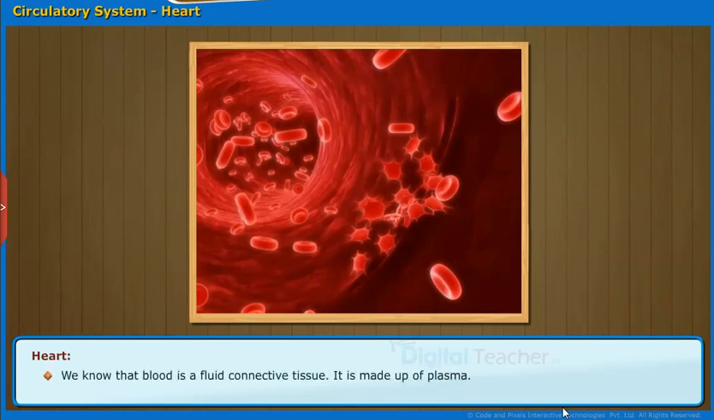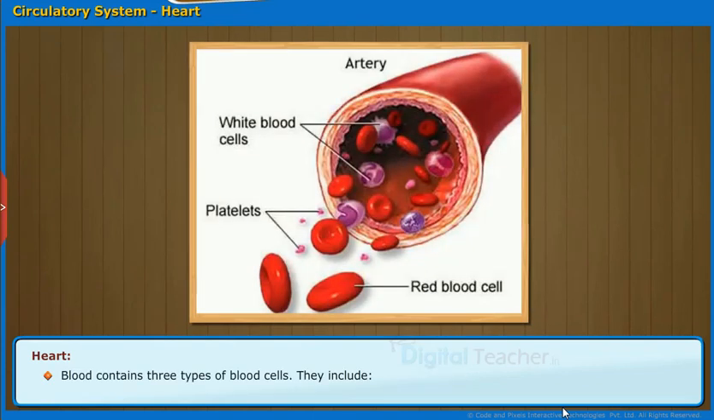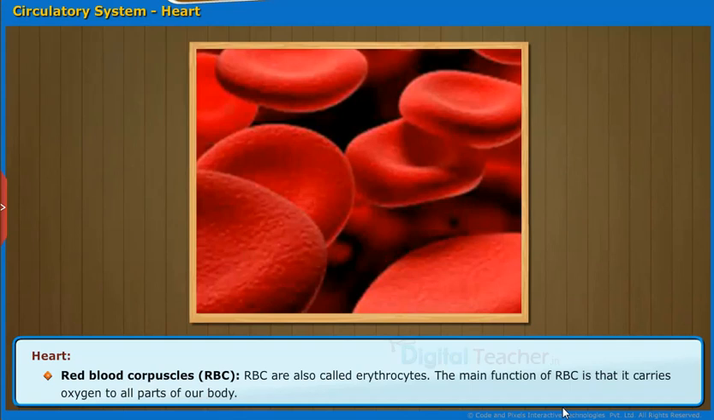We know that blood is a fluid connective tissue. It is made up of plasma. Blood contains three types of blood cells. They include red blood corpuscles or RBC, white blood corpuscles or WBC, blood platelets. Red blood corpuscles or RBC. RBC are also called erythrocytes.